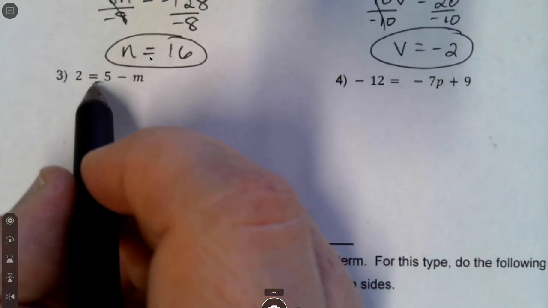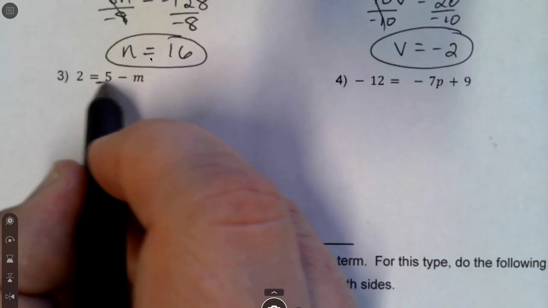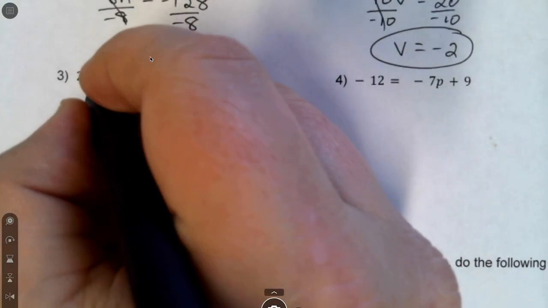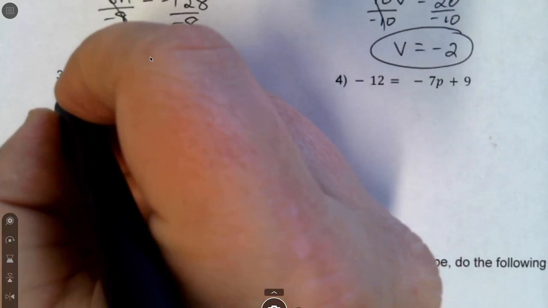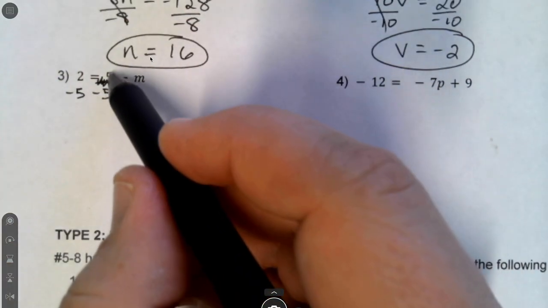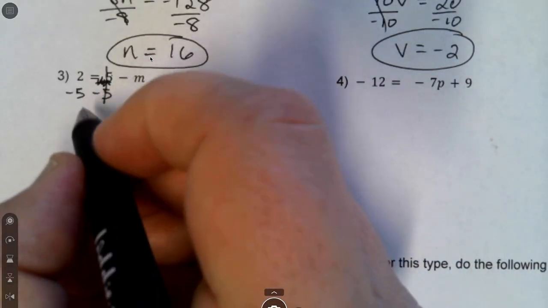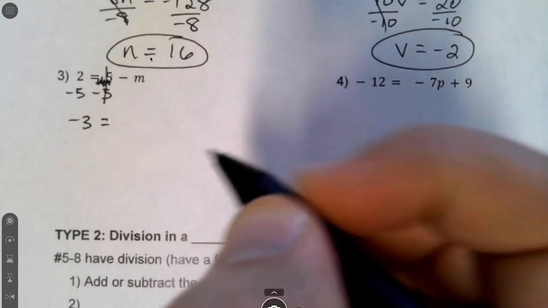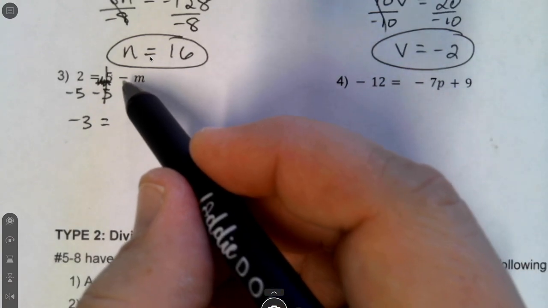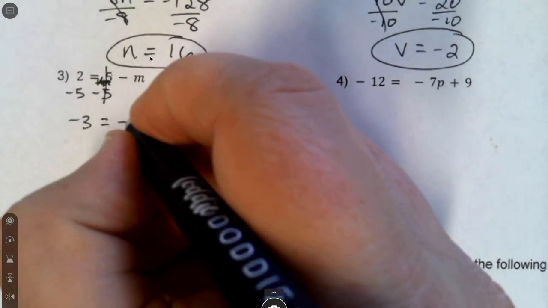Well, there's not a negative sign in front, so that implies it's positive. To get rid of a positive 5, that's not division, we'll subtract 5 from both sides. Because 5 minus 5 equals 0, that cancels out. 2 minus 5 is negative 3. And make sure you keep this minus sign. It's now 0 minus m, which is negative m.